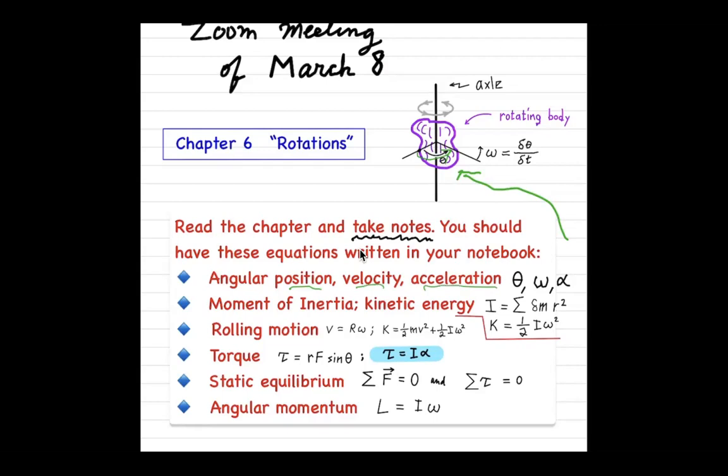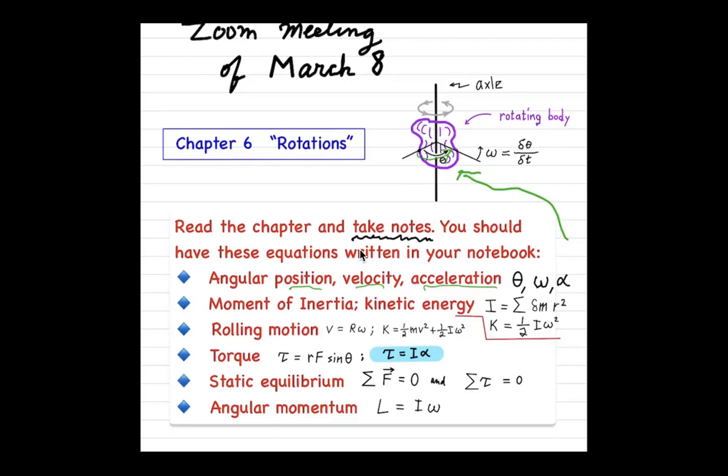Only now these are not position of the center of the object in space. These are the position in terms of the orientation of the body as it rotates. So theta is an angle, omega is an angular velocity, alpha is an angular acceleration. The unit of theta would be radians. The unit of omega would be radians per second. And the unit of alpha would be radians per second squared.